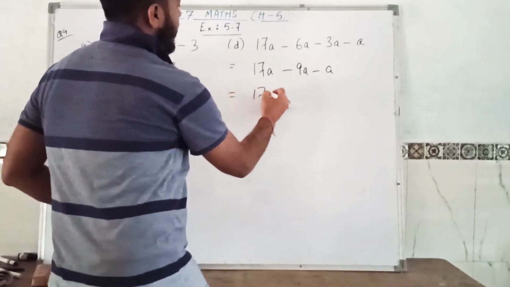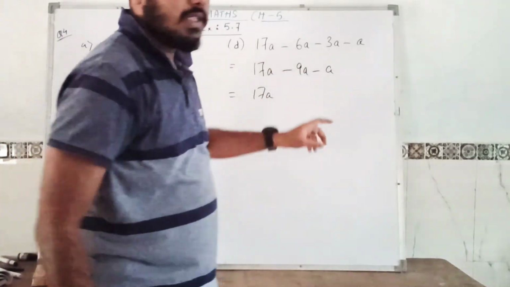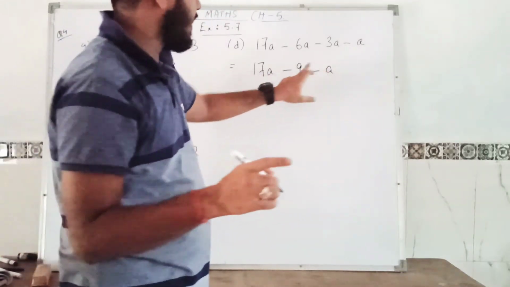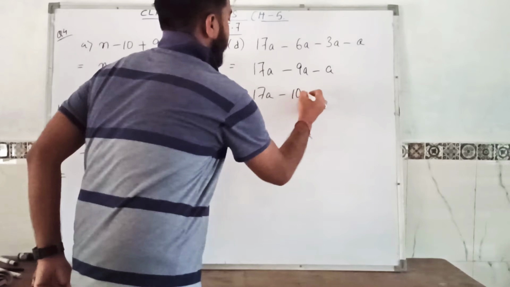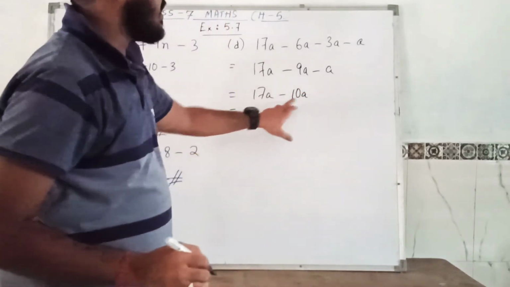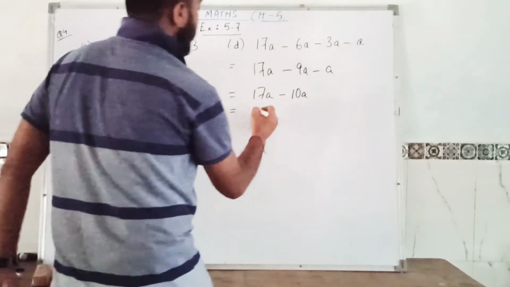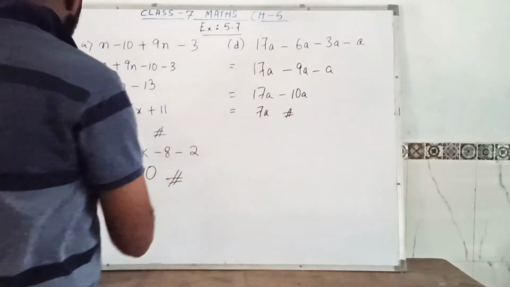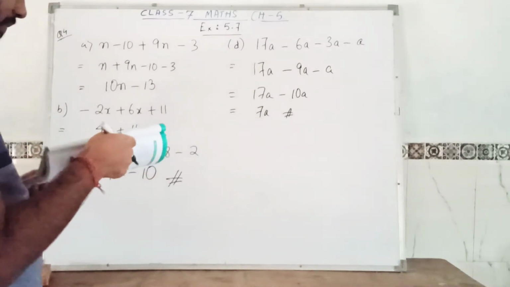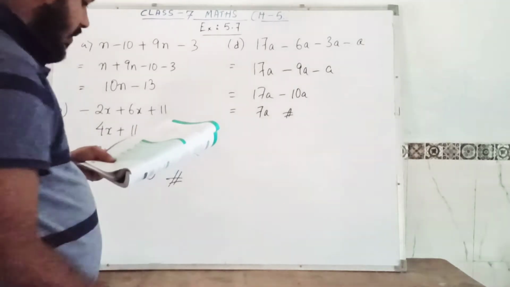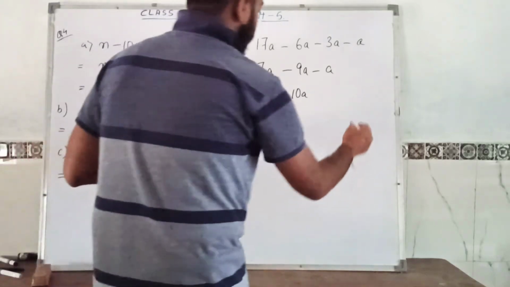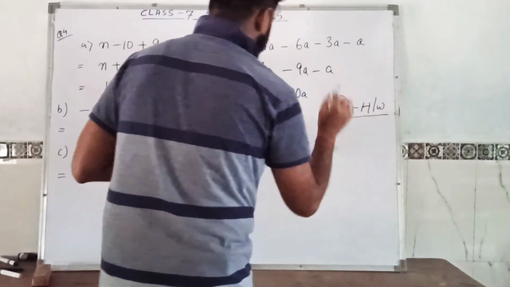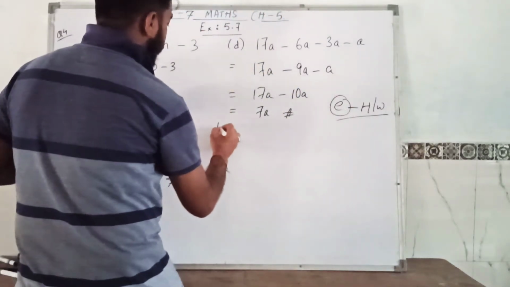So 17a. Now 9 plus 1 is your 10. 9 is bigger, so minus 10a. So 17 minus 10 will give you how much? 7, right? So the answer is 7a. Is this understood? Number E. Better try at home. In your classroom copy, you mention this one. Now let us solve number F.